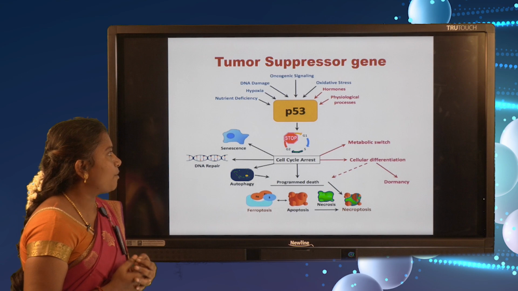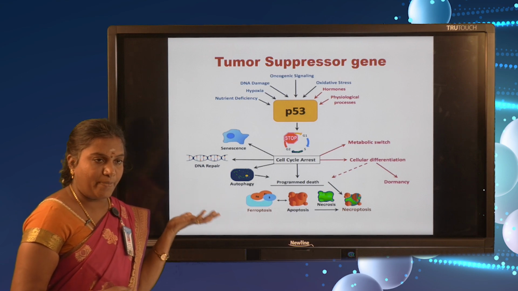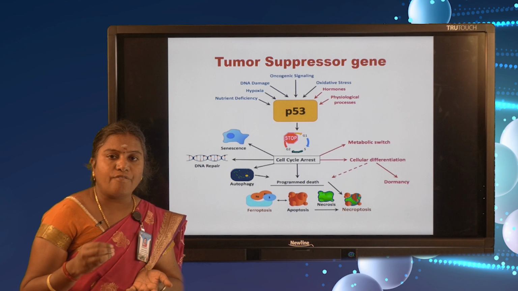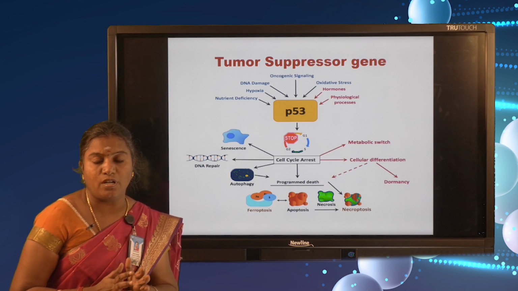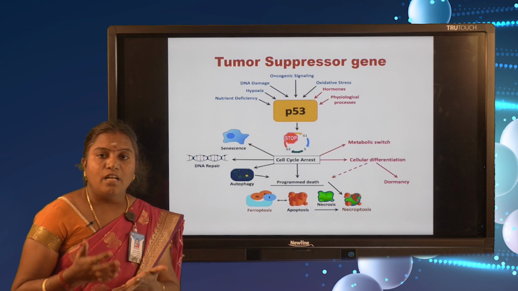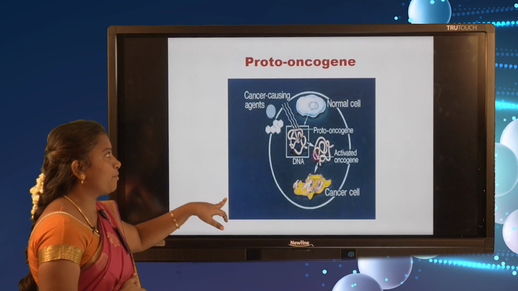Next one is the tumor suppressor gene. After DNA damage, the P53 will also be affected. When P53 is affected, cell cycling will increase and apoptosis will decrease, which occurs with the tumor suppressor gene.